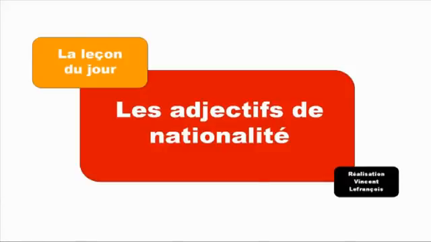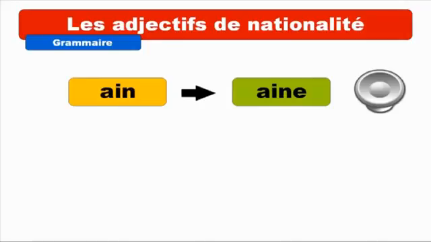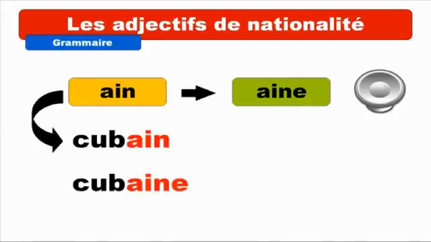So today we will see les adjectifs de nationalité. Well, the idea is to show you how these adjectives change from the masculine form to the feminine form. So let's start now. First group is masculine form un, feminine form n. Okay, so repeat. Masculine un, feminine n. Okay, so let's have some examples.